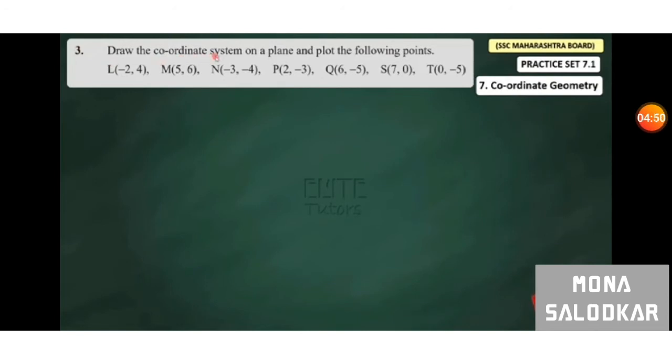Now here, draw the coordinate system on a plane and plot the following points on a graph. So here you have to draw a coordinate axis, x-axis and y-axis, and then you have to show the points on a graph. So let's start the solution.